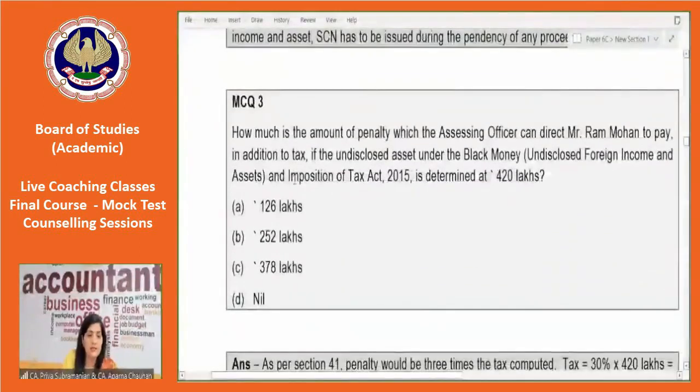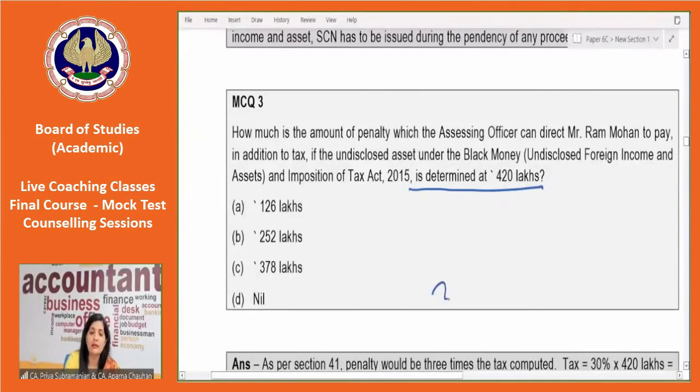The next MCQ is also based on the same facts. How much is the amount of penalty which the assessing officer can direct Mr. Ram to pay in addition to tax if the undisclosed asset under Black Money law is determined at 420 lakhs? The value of those assets is already given to you. Penalty is leviable under section 41. What is the quantum of penalty that can be levied on that amount?